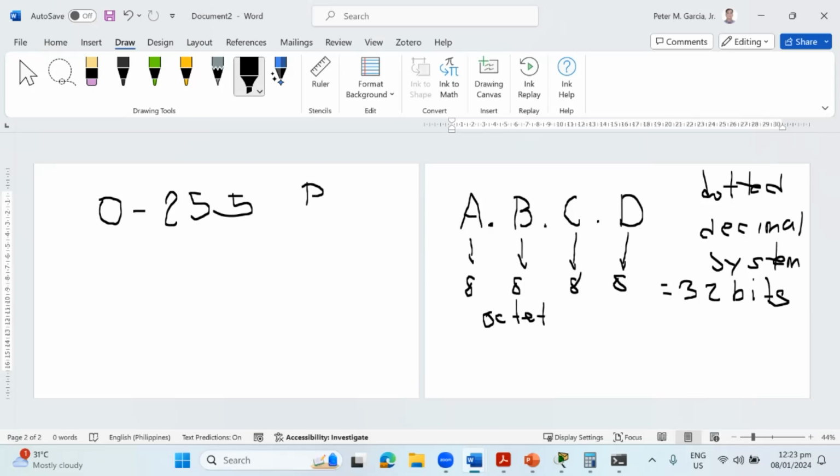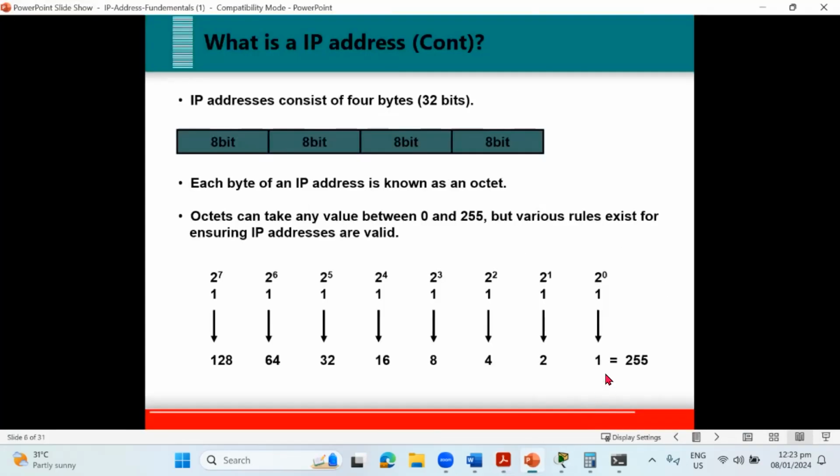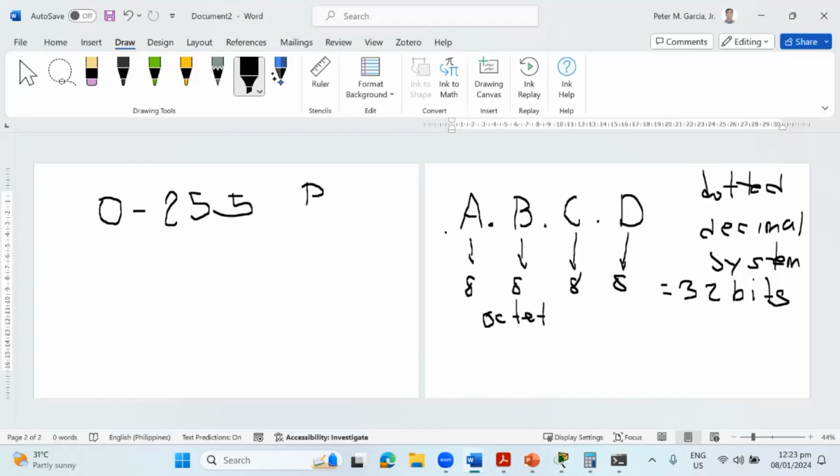So pag nagkaroon tayo ng conversion, katulad ng mga conversion na nakita natin kanina, okay, based dun sa description, octets can be any value between 0 to 255. But various rules exist for ensuring IP addresses are valid. So ang maximum number na pwede natin gamitin is up to 255 only. So saan galing yang 255 na yan? At bakit siya naging 8? Paano siya naging octet?